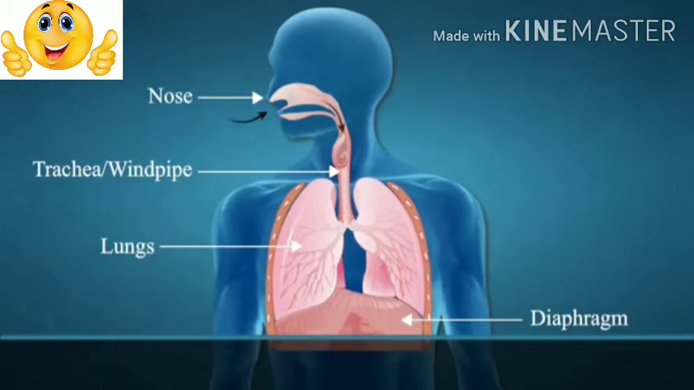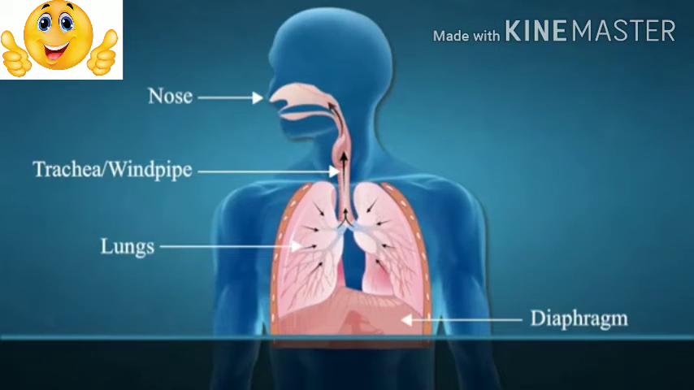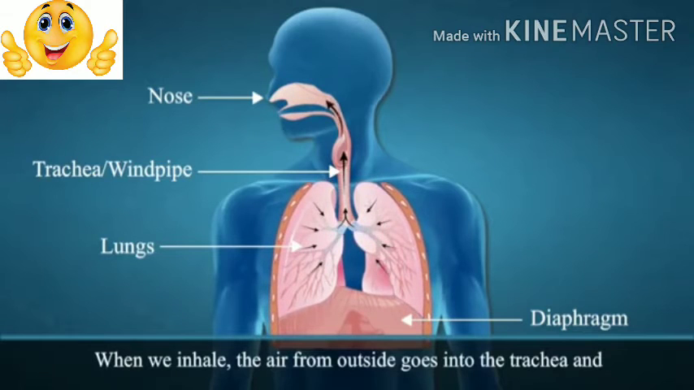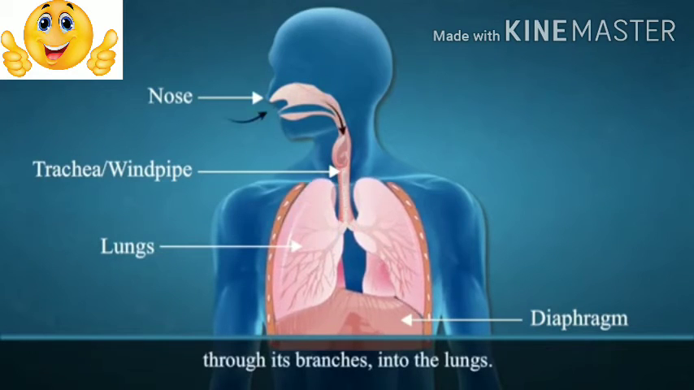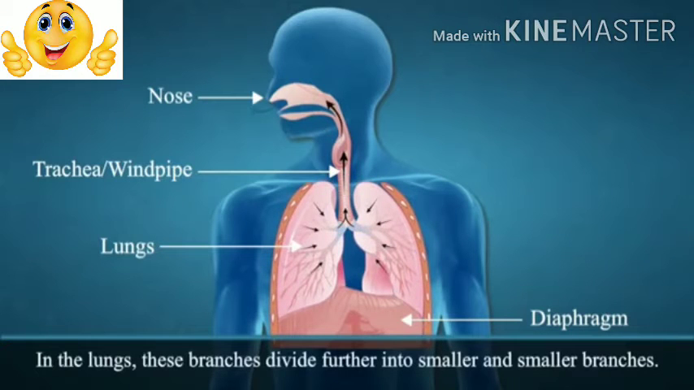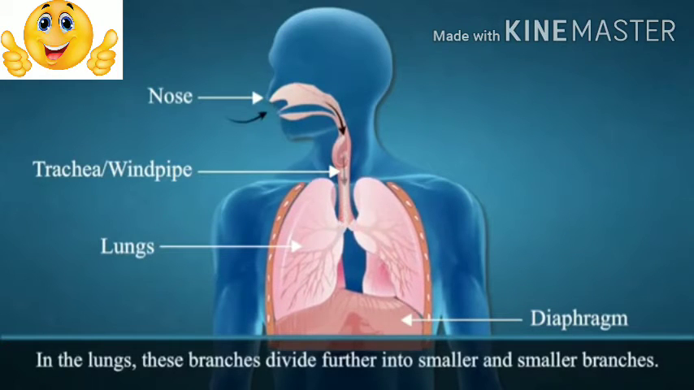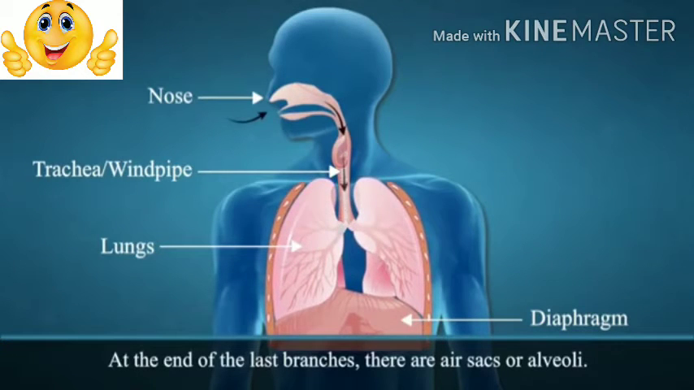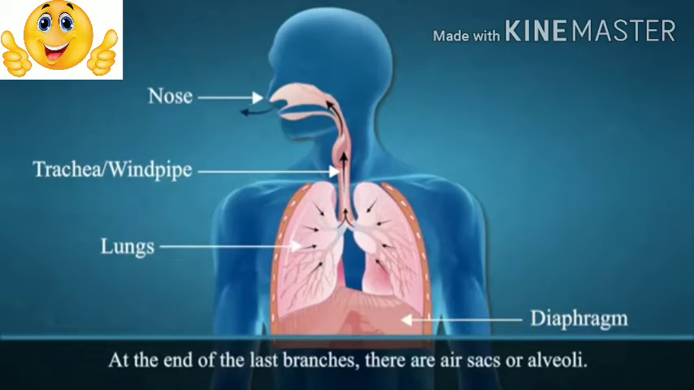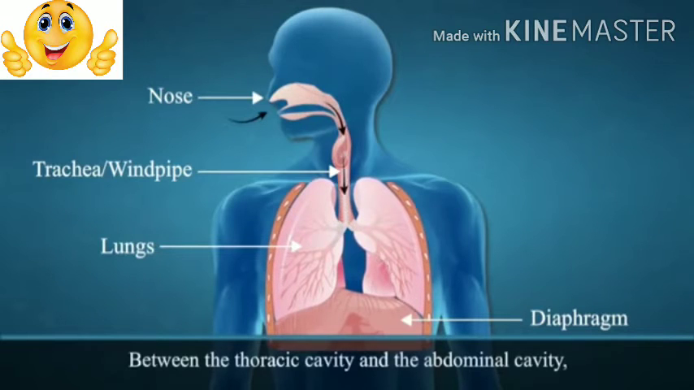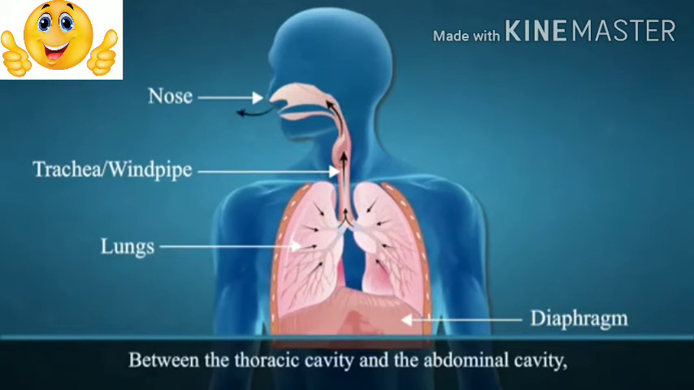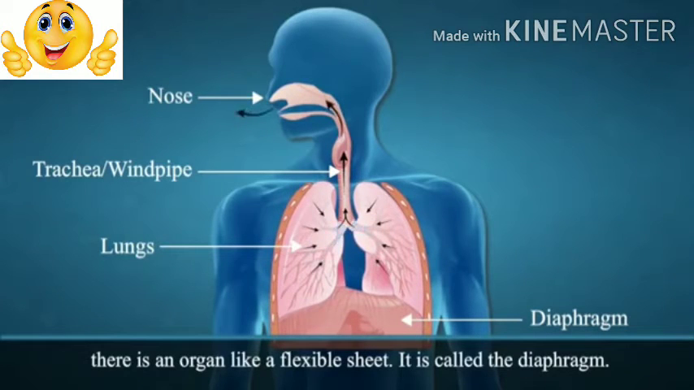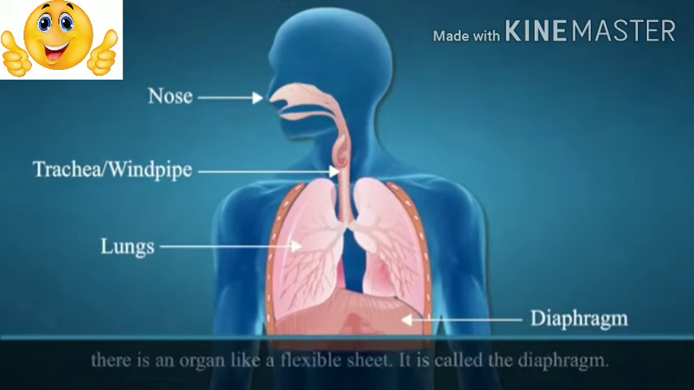The diagram above shows our respiratory organs. When we inhale, the air from outside goes into the trachea and through its branches into the lungs. In the lungs, these branches divide further into smaller and smaller branches. At the end of the last branches, there are air sacs or alveoli. Between the thoracic cavity and the abdominal cavity, there is an organ like a flexible sheet. It is called the diaphragm.